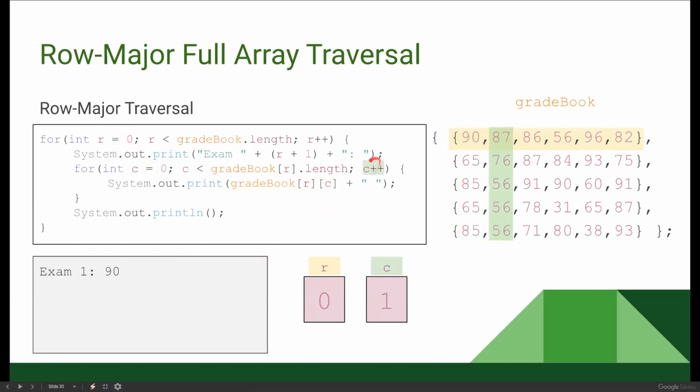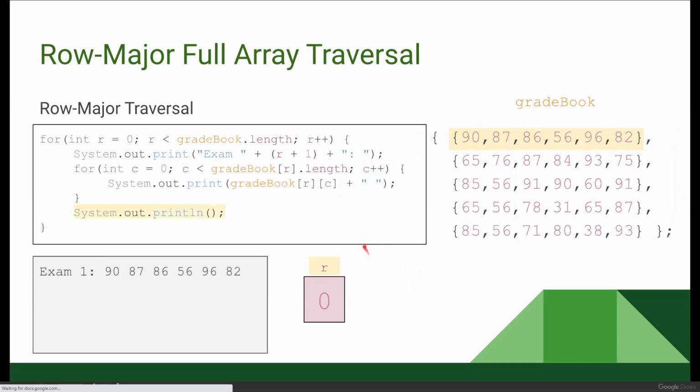And then C is going to increase because that is the inside for loop. C goes up. Now we have row 0, column 1. It's going to give us that value 87. And then C goes up again, and we print that value. And we're going to keep doing that, keep shifting C up until C exceeds the outside of the array. C is now no longer less than my row's length, so that condition is now false.